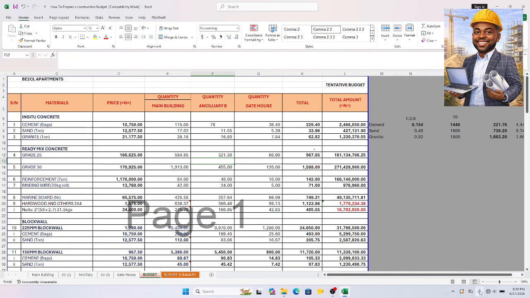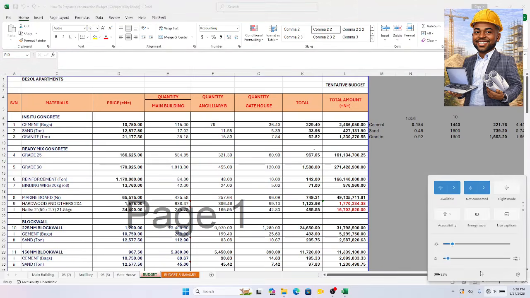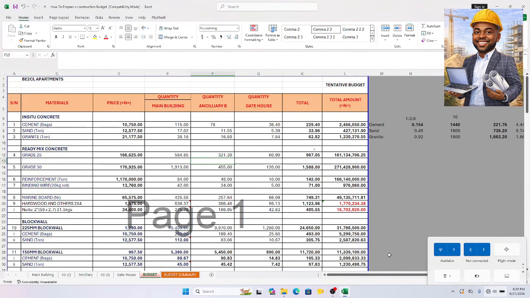All right, okay. In preparing a budget, basically I'll tell you that you need just one thing. You need your cost bill of quantity. Majorly your cost bill of quantity. Why did I say cost bill of quantity? A bill of quantity can be of two types. You have the cost and you have the price.